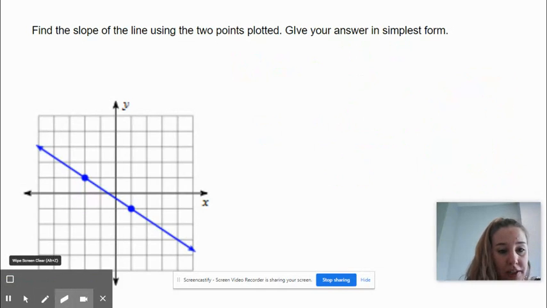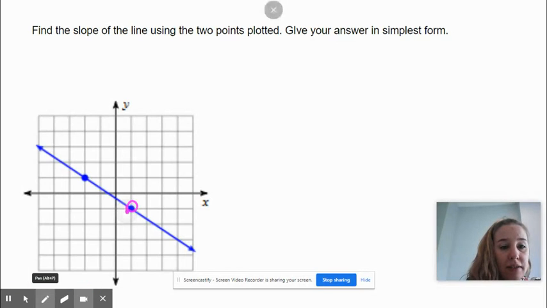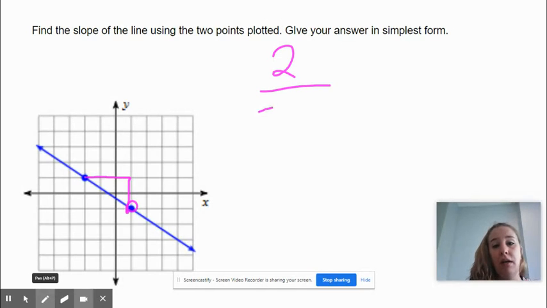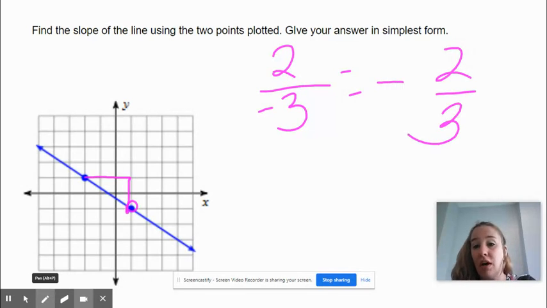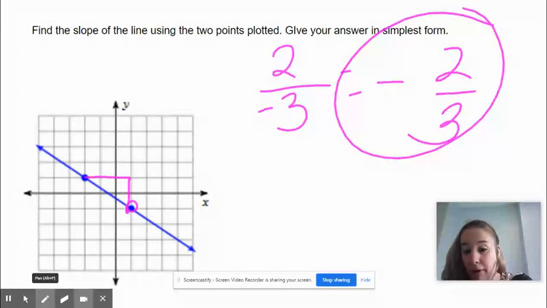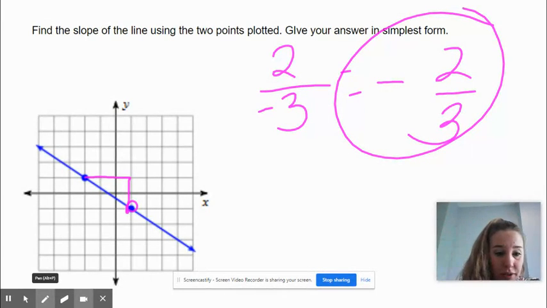But let's see. Let's say I started with this other dot. My rise, I go up 2, which is now a positive. And then I go back 3, giving me 2 over -3, which again, a positive divided by a negative makes the whole fraction negative. So no matter what point you start at, you're good. That is a negative fraction, which is what we predicted.